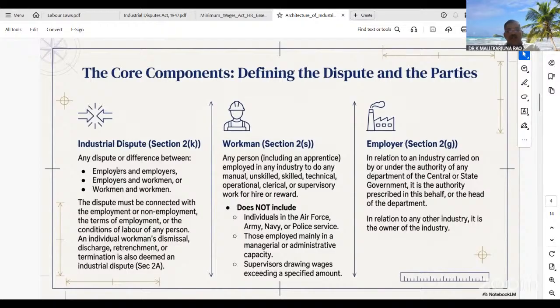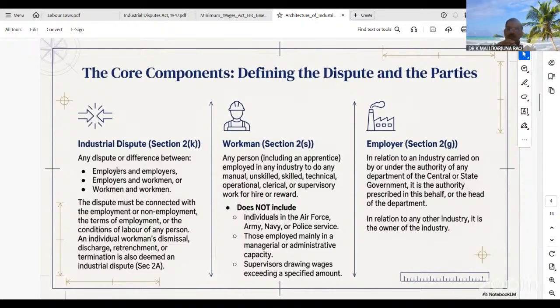But some are not included under workmen, like individuals in the Air Force, Army, Navy, and Police Service. These are very essential for the internal and external security of the nation, so they are not included as workmen. Those employed mainly in a managerial or administrative capacity, the top-level people, do not come under workmen. And supervisors drawing wages exceeding the specified amount are also not covered under workmen.